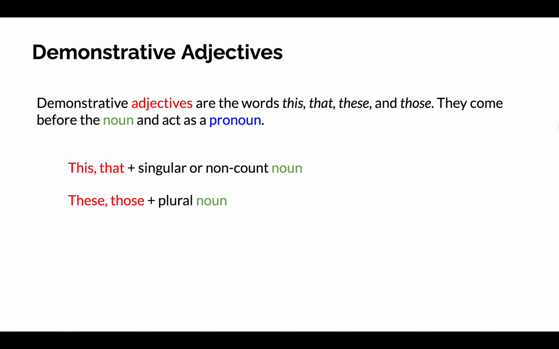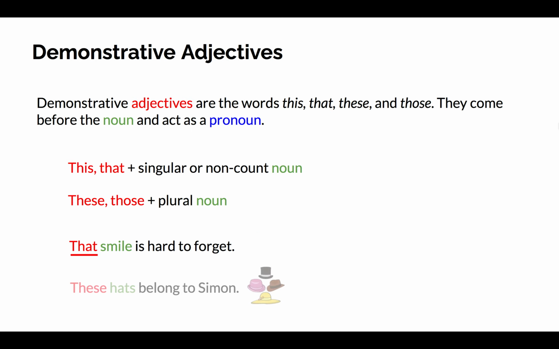For example, that smile is hard to forget. And these hats belong to Simon. That and these are the demonstrative adjectives.